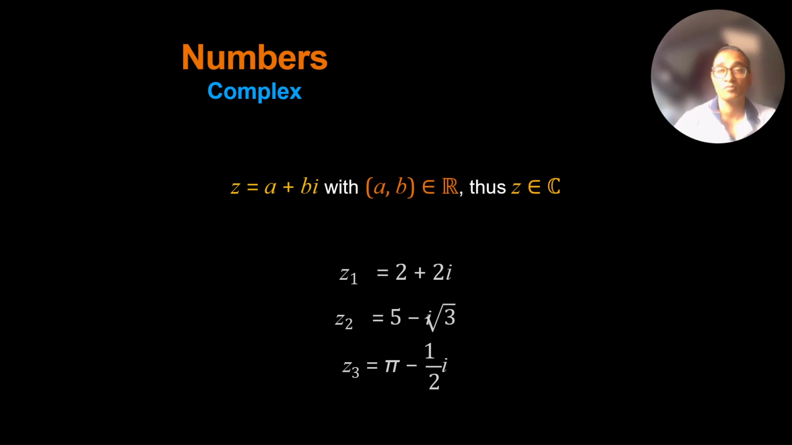How is a complex number represented? It's represented in the format of z is equal to a plus bi, such that both the a and b coefficients are part of the real number group, and z becomes part of the complex number series with the imaginary part represented by i. There are certain examples given here for better understanding.